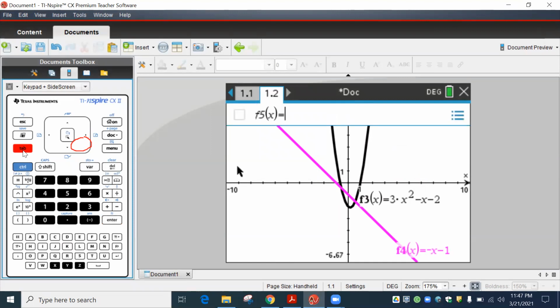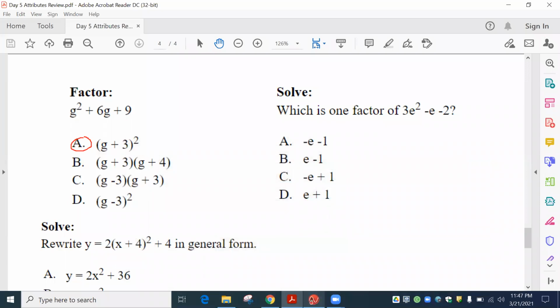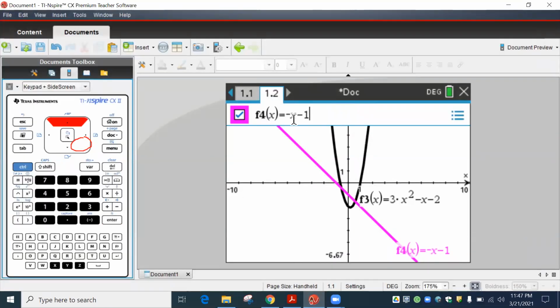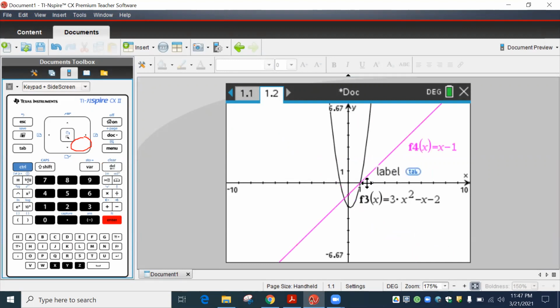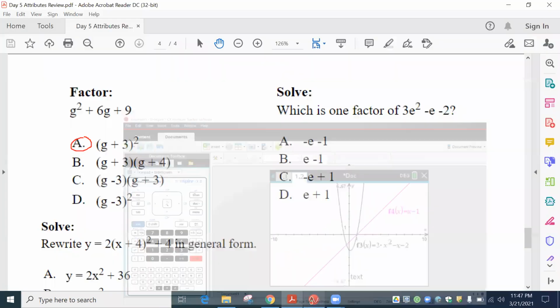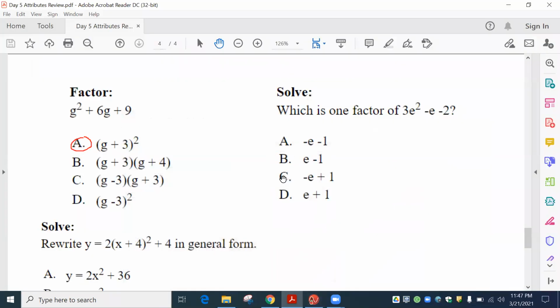So we're going to hit tab, go up, and change that to just x minus 1. So hit enter. Oh, look at that. It touched right there. That is our answer right there. So x minus 1. So the answer would be B.